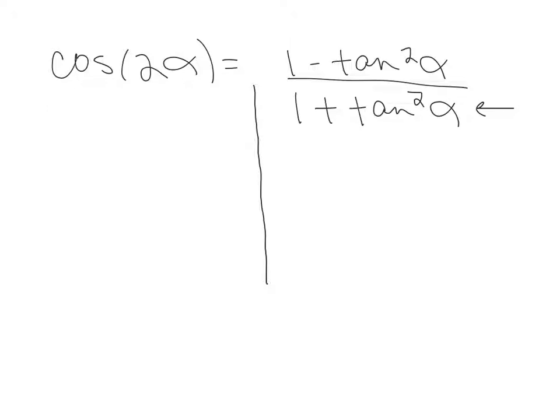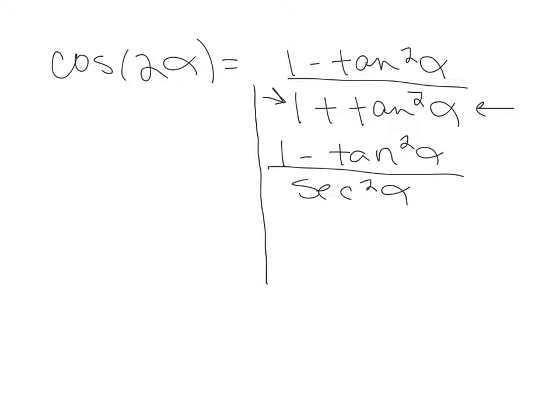So, for instance, let's do another slide and go back to it for a minute. We've just said that 1 plus tangent squared is equal to secant squared. So now we have that. That looks a little bit better. And we could probably make some substitutions here.